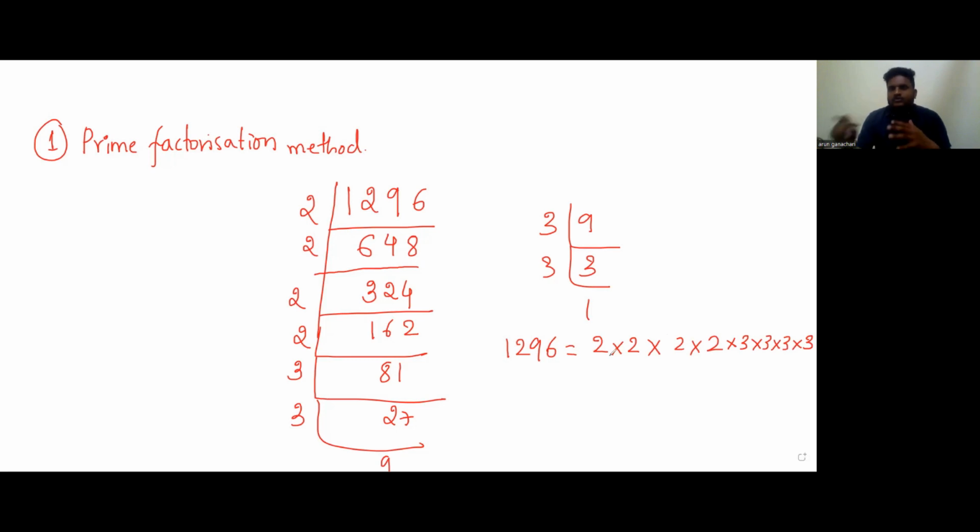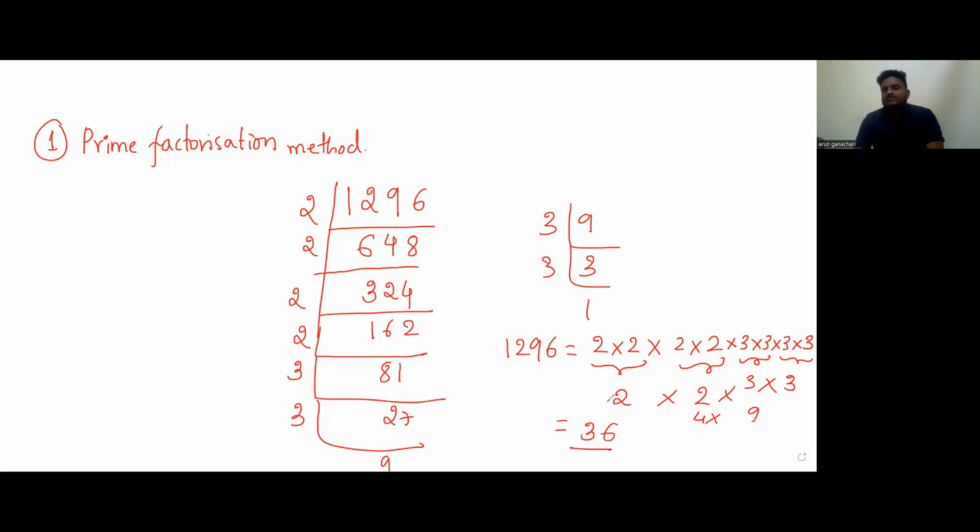Now what will I do? For finding the square root, I'll take 2 numbers each. From these 2 2s, I'll take 1 2. And from these 2 2s, I'll take 1 2. From these 2 3s, I'll take 1 3. From these 2 3s, I'll take 1 3. So what is my answer now? I have to multiply these things. 2 2s are 4. And 3 3s are 9. What is 4 into 9? 36. Yes or no?